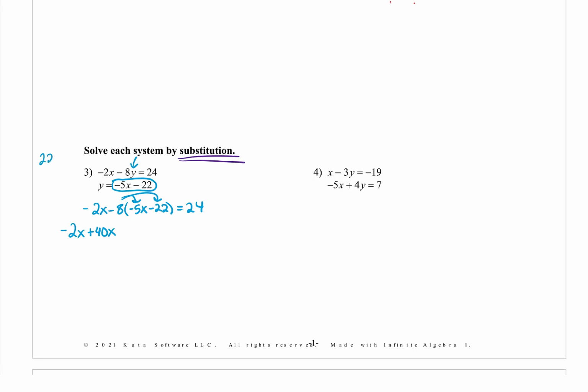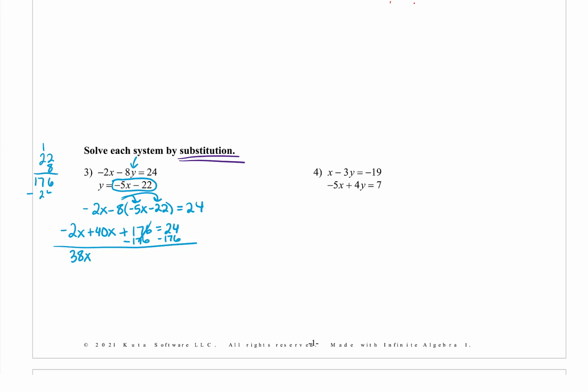And as soon as I get to 8 times 22, my life is filled with regrets that I made you watch me do that. Sorry about that. It's 176. We add our like terms. -2x plus 40x is 38x. We subtract 176 over to the other side.